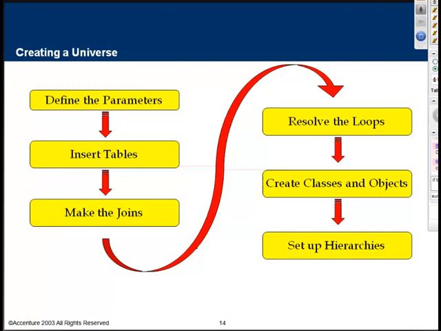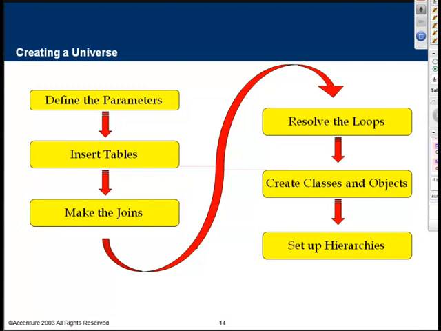In define the parameters, you need to give the name of the universe and connection. Insert tables means you need to import whatever required tables you need from the data warehouse to the structure pane of the universe. Once you imported the tables, if the report is taking data from more than one table, that time you need to create joins between the tables. That is, you will make the joins.